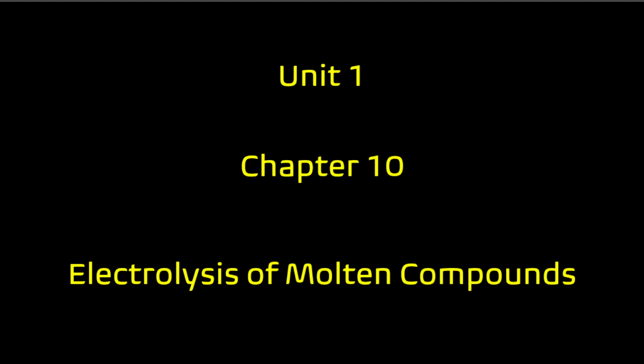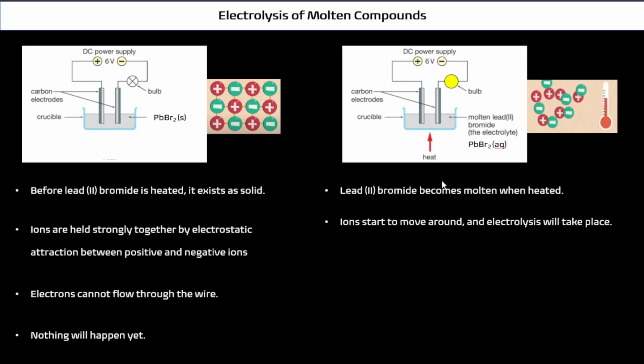Welcome back, and in this video we're going to discuss the electrolysis of molten compounds. Now let's take a look at these two diagrams first. On the left side, the lead-2 bromide was initially solid. So before lead-2 bromide is heated, it exists as a solid, meaning that the ions are held together very strongly by electrostatic attraction between the positive and the negative ions, meaning that the electrons are not able to flow through the wire and hence nothing will happen yet.